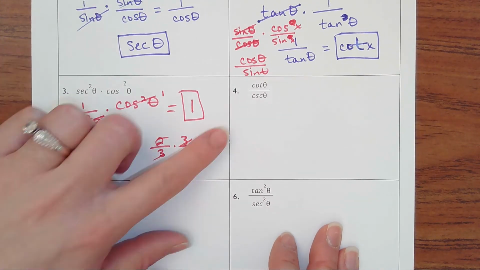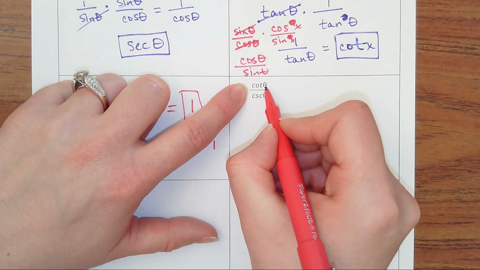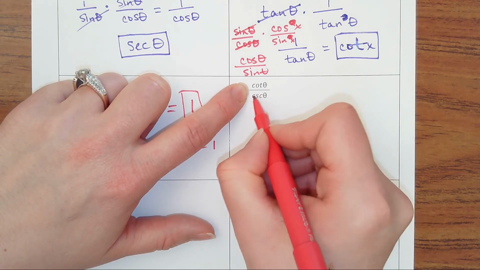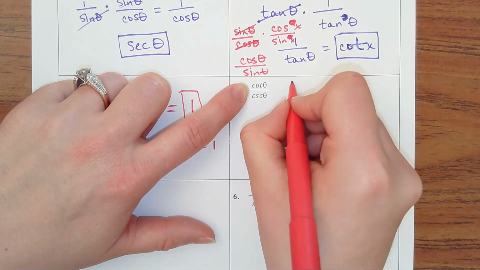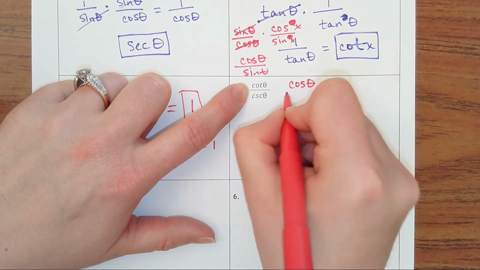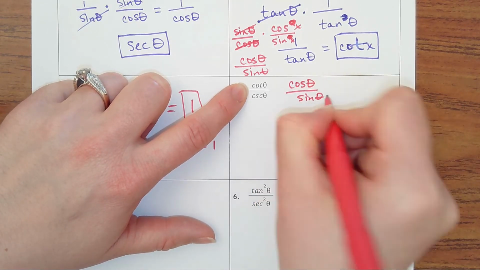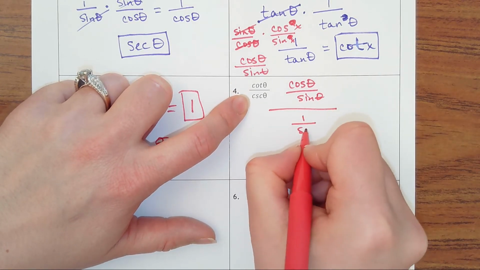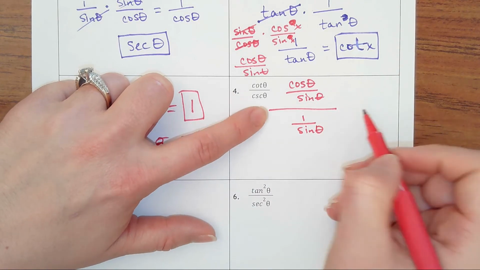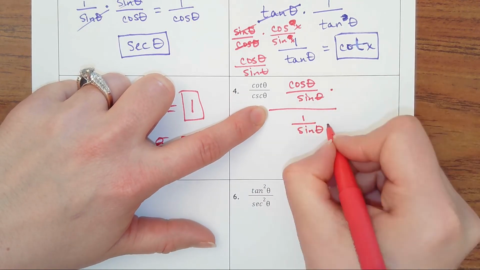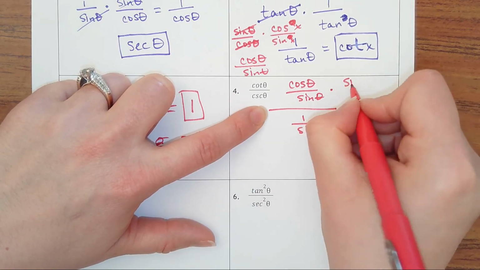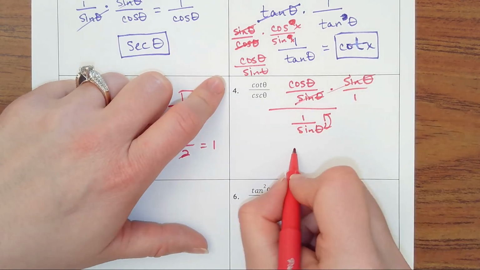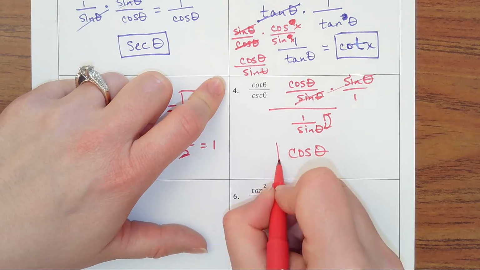And then number 4, we have division. Cotangent, I'm going to change into, not 1 over tan because I'm not going to have a tangent here. Let's do cosine over sine. And then cosecant, let's change into 1 over sine. We've got a complex fraction. We'll multiply by the reciprocal. And then the sines would cancel out, so I get cosine of theta over 1, or cosine of theta.